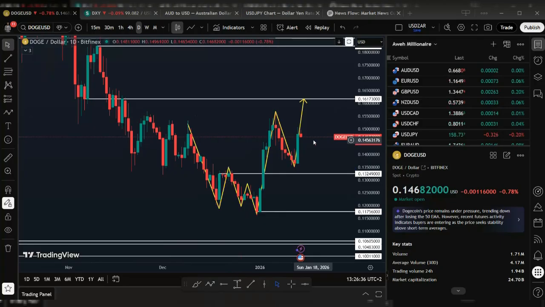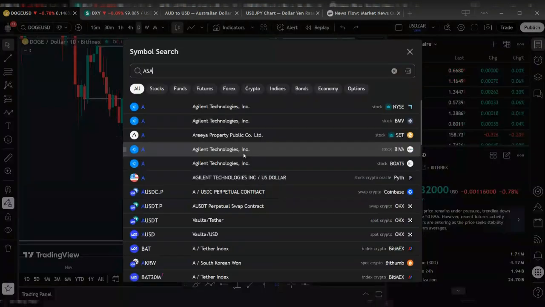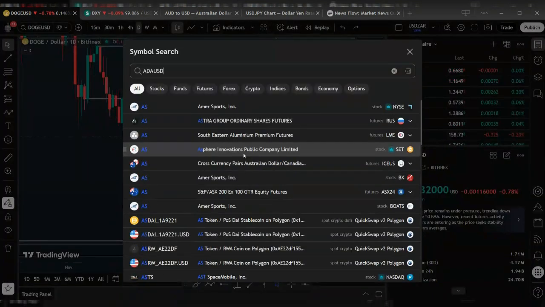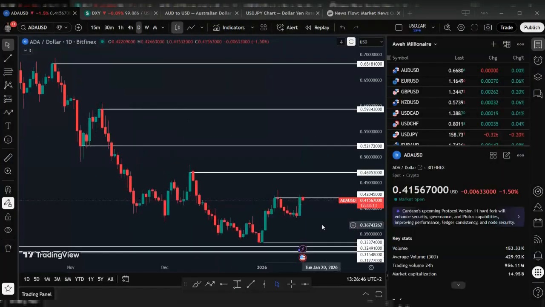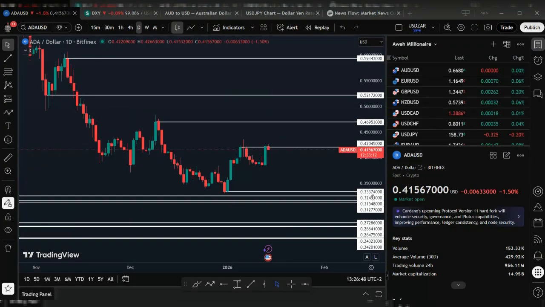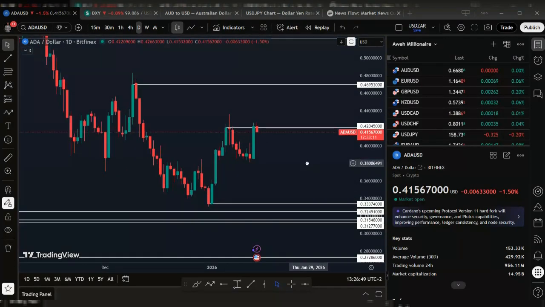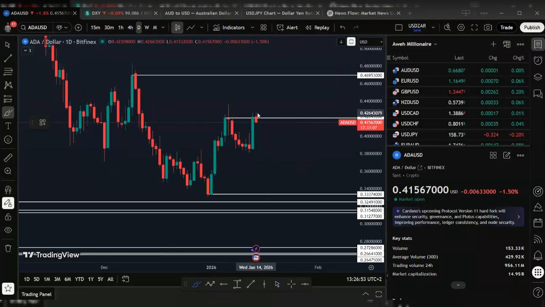And then lastly, what I will look at is I will look at Chainlink as well. So ADA USD, this is our cryptocurrency. Now if we switch over to ADA USD, again, we are on the daily time frame. We can see price is currently testing our major resistance level, which is at the 0.4204 level.